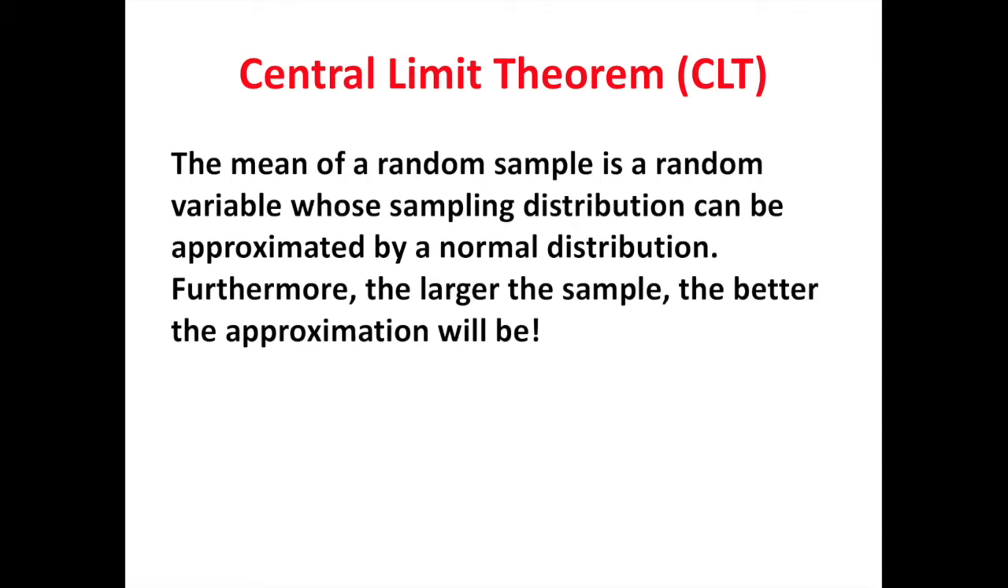Let's review once again the central limit theorem. The mean of a random sample is a random variable whose sampling distribution can be approximated by a normal distribution. And furthermore, the larger the sample, the better the approximation will be. In other words, x bar is normally distributed with mean mu, the underlying unknown population mean. So x bar is an unbiased estimator for mu. And the standard deviation of the sampling distribution is sigma divided by square root of n, where sigma is the standard deviation of the underlying population.